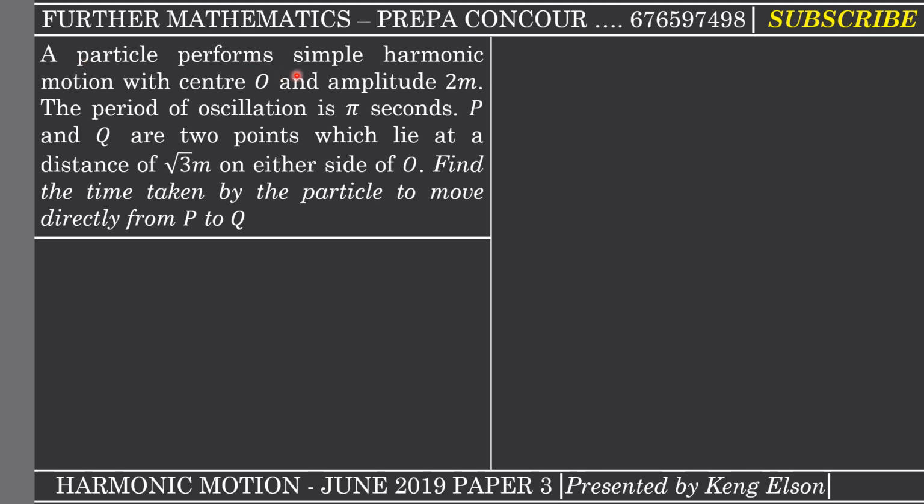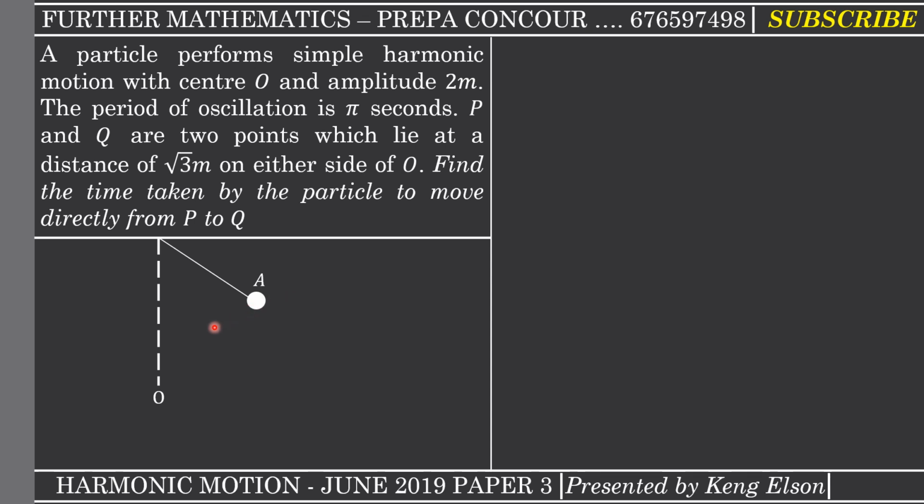We have that a particle is performing simple harmonic motion with center O and amplitude 2 meters. So I will start by drawing my center, this vertical, it is O. Then it is performing simple harmonic motion with center O and an amplitude of 2 meters. I can just consider that this particle is a simple pendulum, though you can also consider that it is a string, but I took a more simplified version.